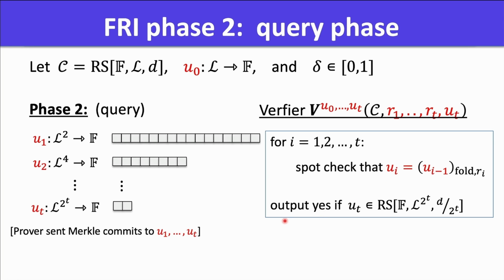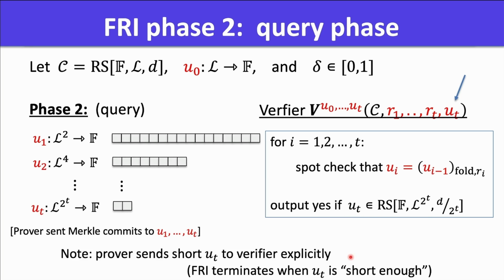And finally, the verifier will output yes, will accept, if the final word UT actually is in the super compressed final code. Okay, so in the query phase, all the verifier is checking is that all the foldings were done correctly and that the final word is in the super compressed code. In fact, the number of rounds T that FRI runs for is chosen such that the resulting word UT is sufficiently small to be sent explicitly to the verifier. So FRI terminates when UT is short enough to be sent explicitly. We'll see in just a little bit how the spot checks work more precisely.